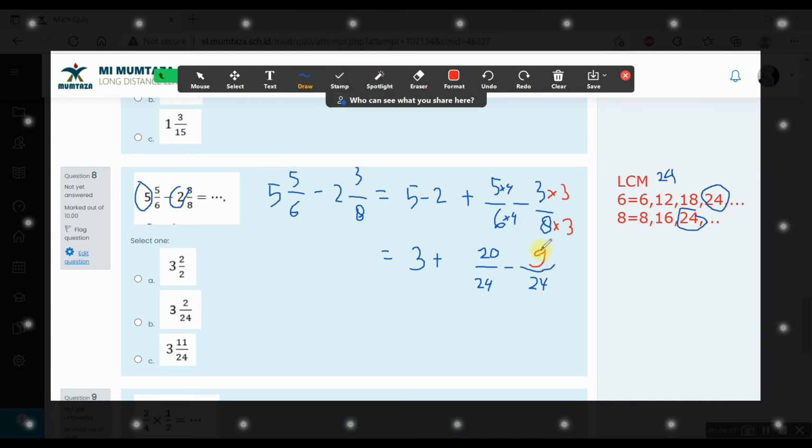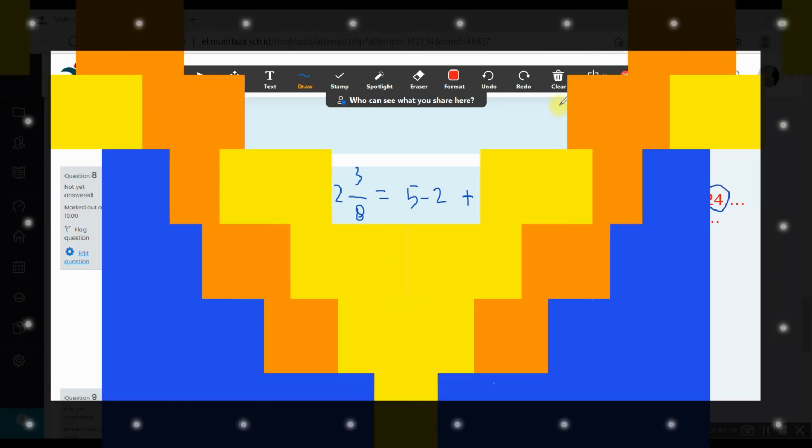Look at this, the bottom number is already the same, so we can subtract. The whole number is still 3. And then we subtract the fraction. 20 minus 9 becomes 11. And the bottom is still 24. So the answer is 3 and 11/24.